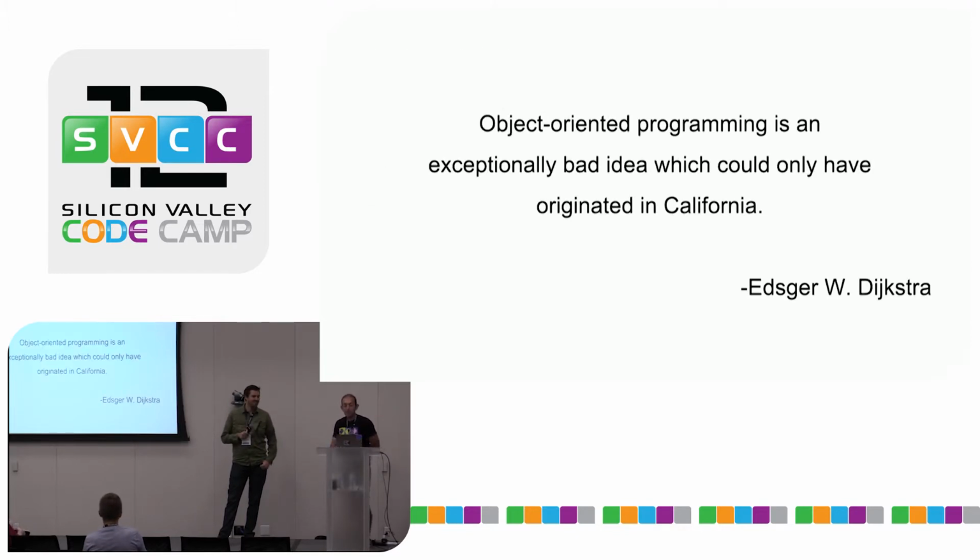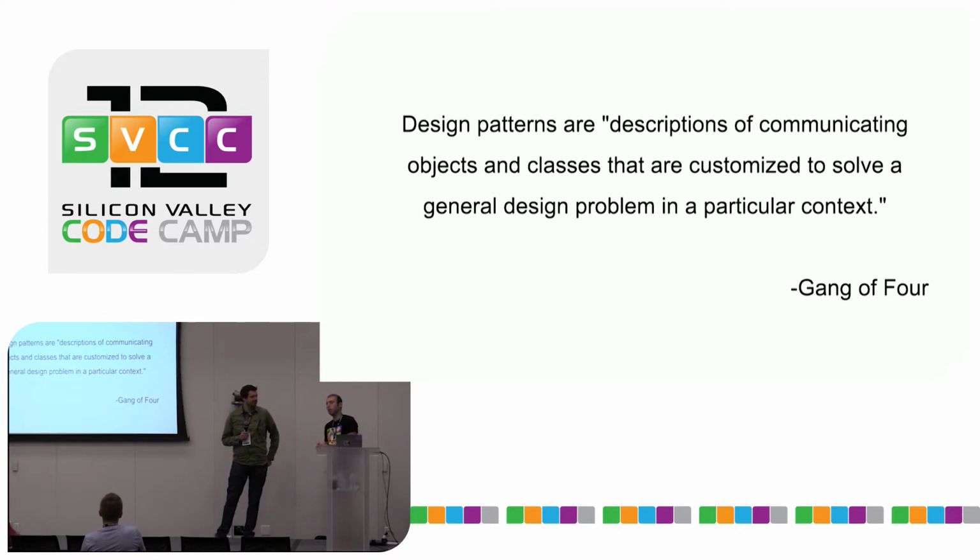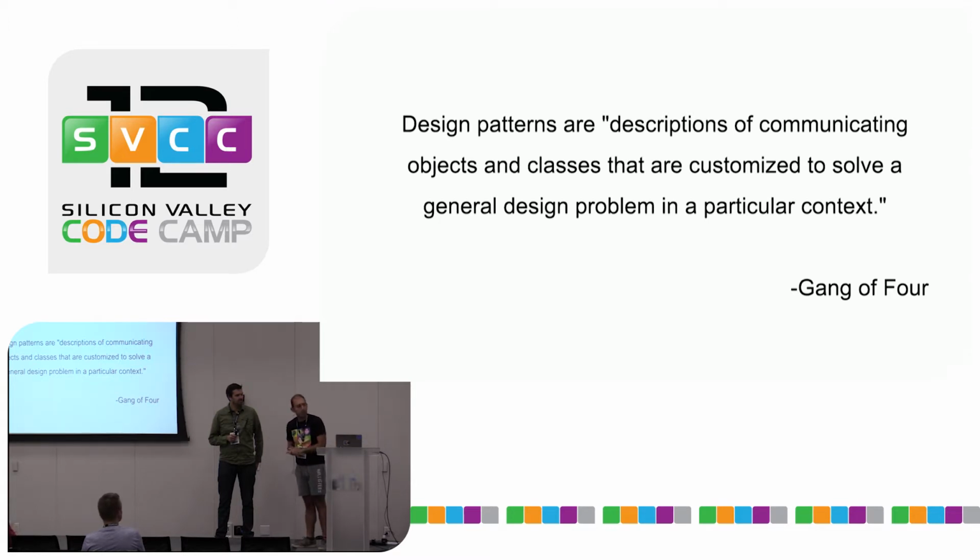So I really like this one. This is from Dijkstra. He says object-oriented programming is an exceptionally bad idea, which could only have originated in California. Probably this was about the same time when all the projects in C++ had a lot of issues and design patterns came out. Then we have the famous Gang of Four, who I think did not invent, that's not the right word, but kind of discovered design patterns.